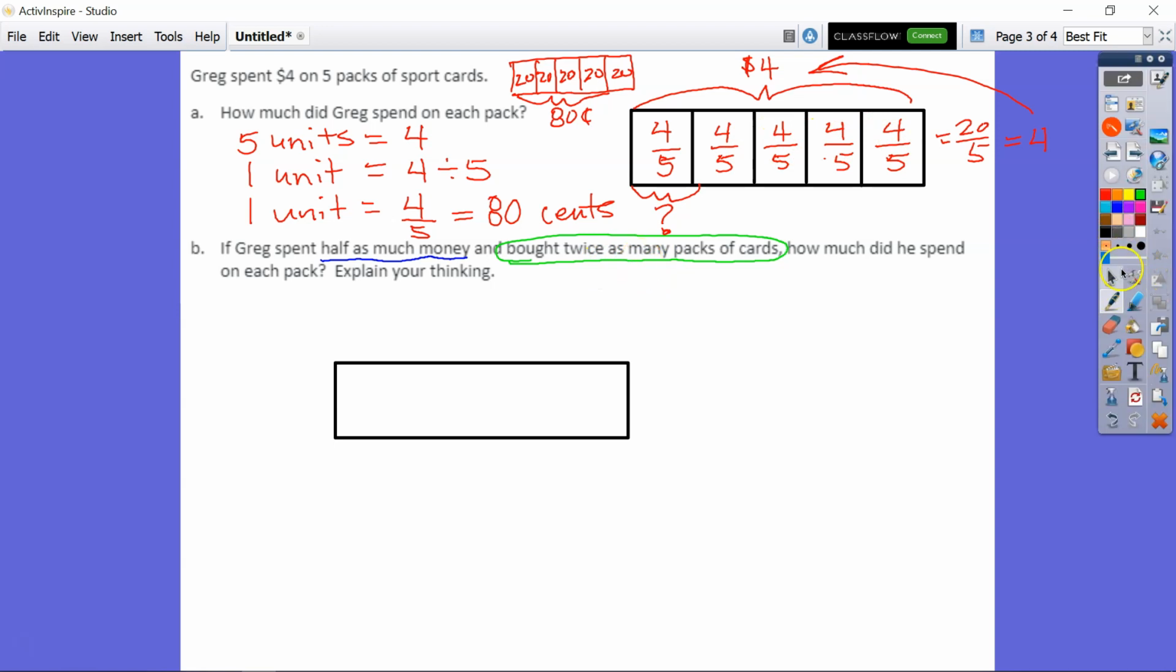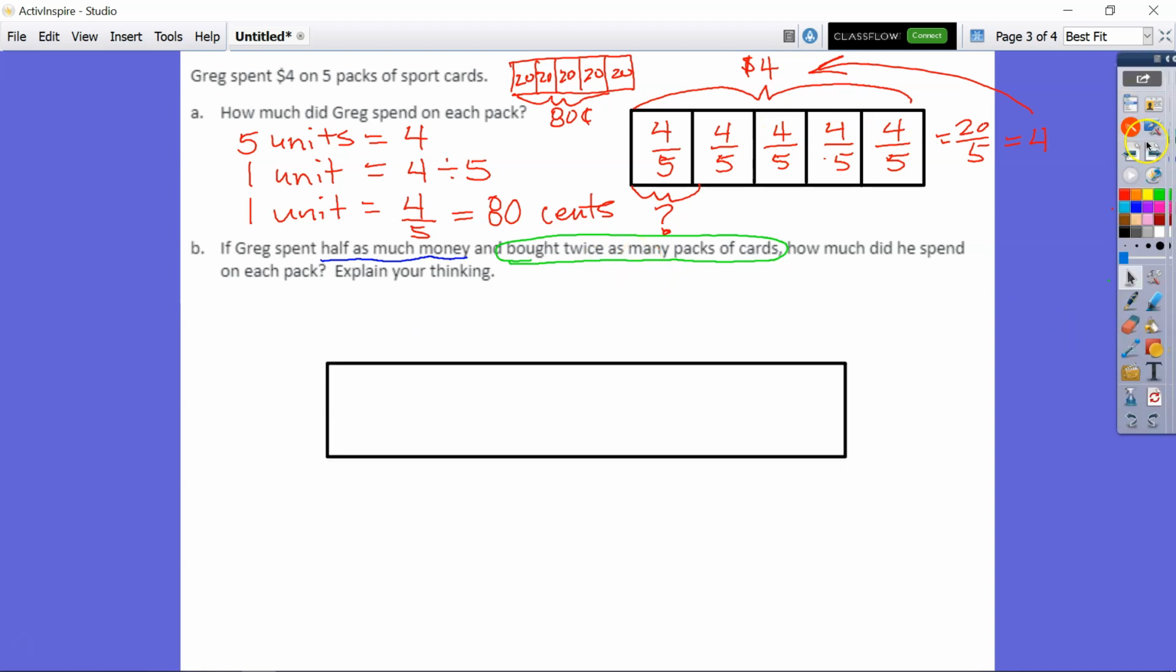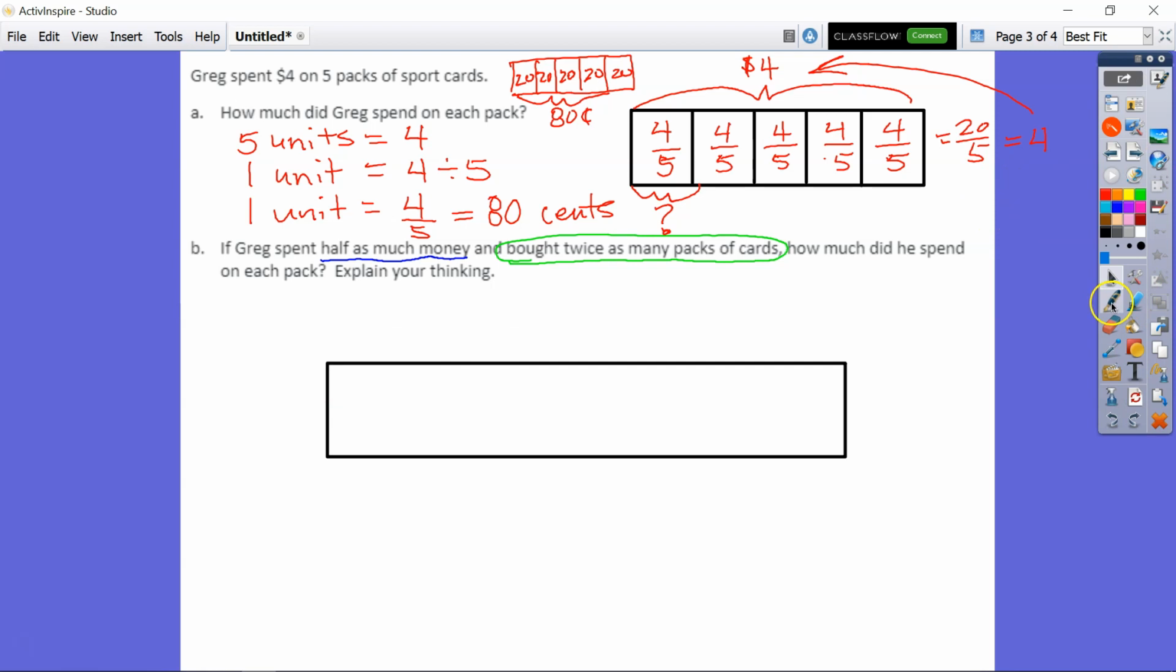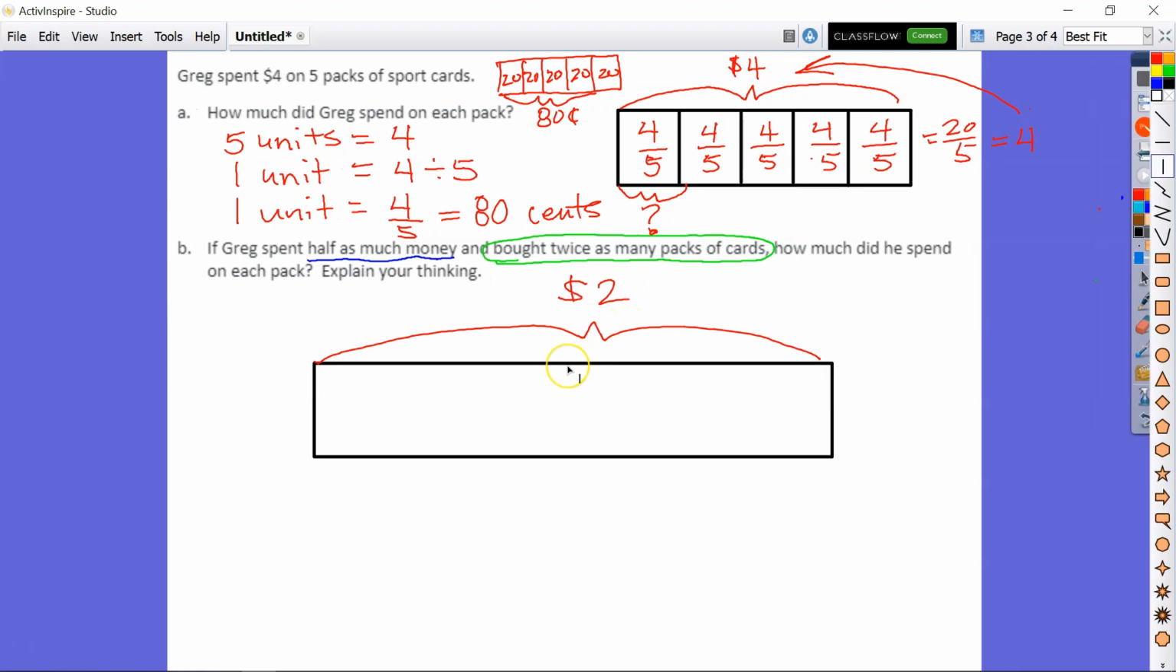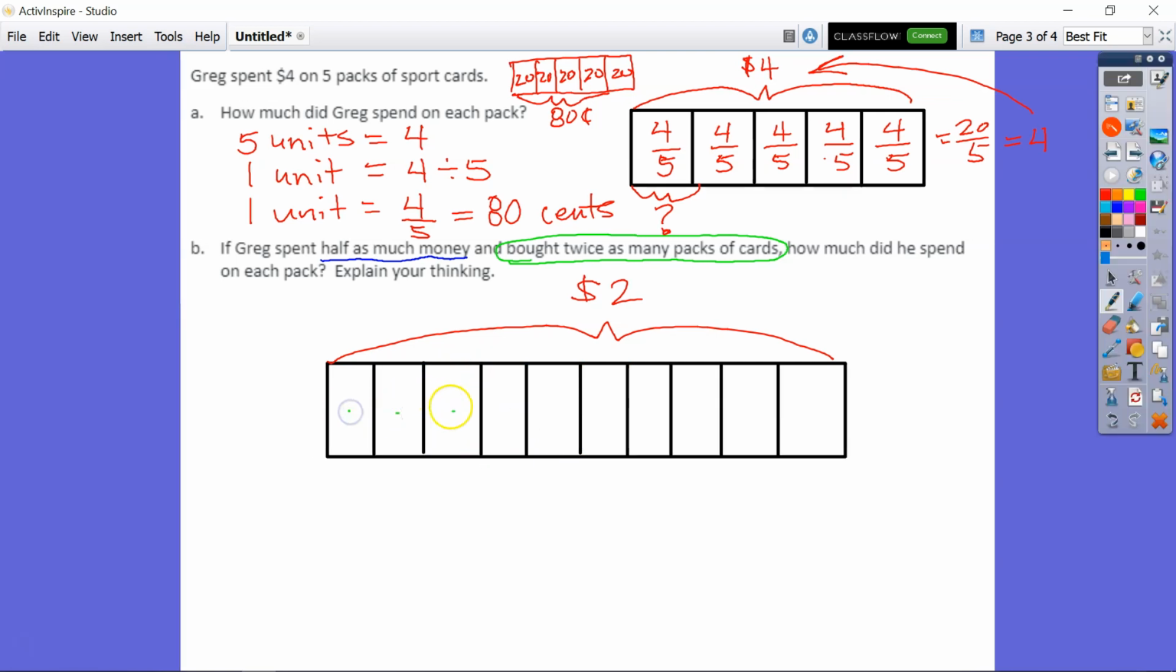So let's make this tape diagram a little bit bigger. And he spent half as much money. So instead of having $4, we know he spent half of 4 is 2. But he bought twice as many packs of cards. So let's go our 9 lines. We're going to go 1 in the middle and 4 on each side of the pack. So let's see. 1, 2, 3, 4, 5, 6, 7, 8, 9, 10.